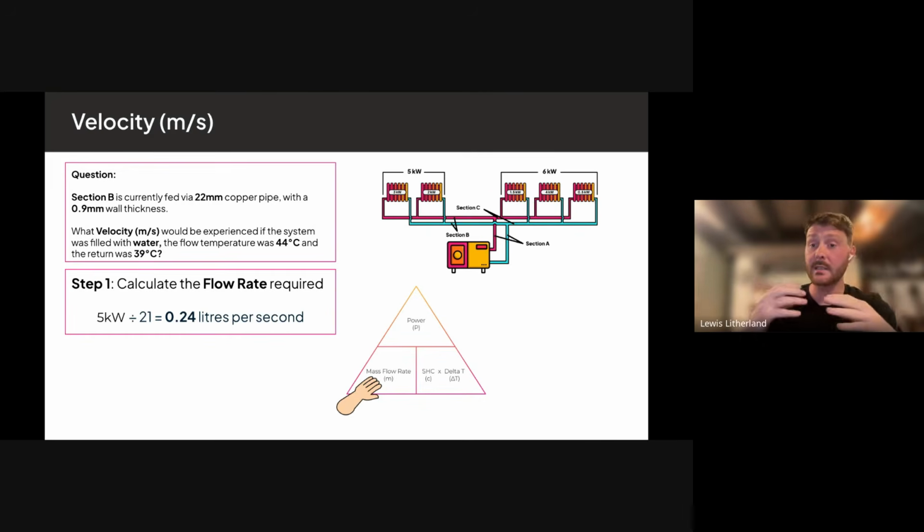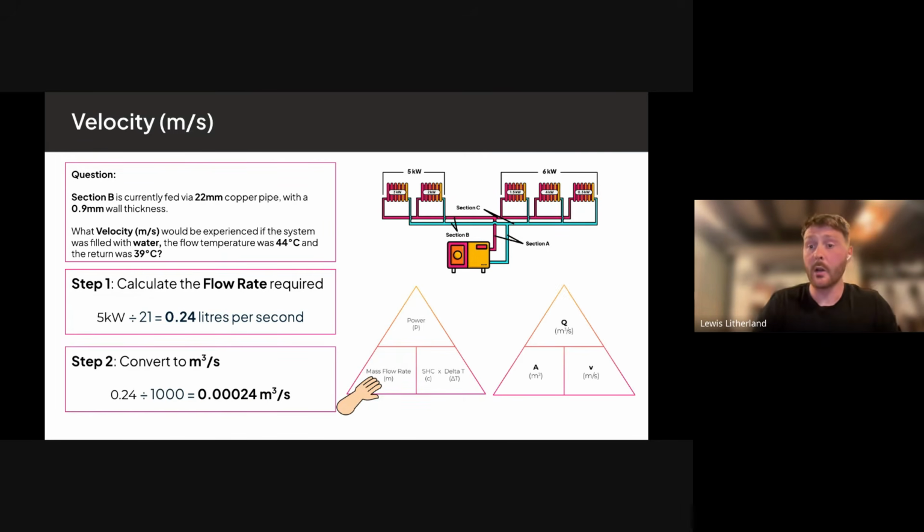So again, we need to basically convert that. So step 2, we're going to go the other way from what we've shown before. We're actually going to divide now, because we're converting from liters per second into meters cubed per second. So instead of multiplying, we're going to divide. So we've got 0.24 liters per second divided by 1,000. We've got 0.00024 meters cubed per second. And straight away, we've got that top part of that triangle sorted there. So again, looking at that question originally, there's a lot going on there.